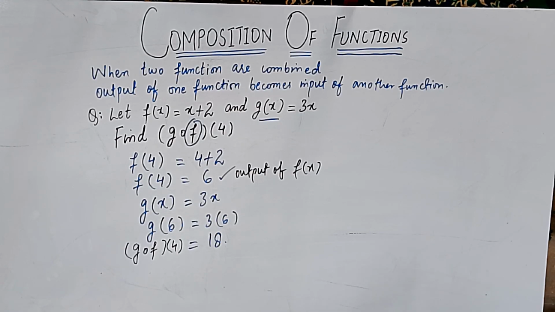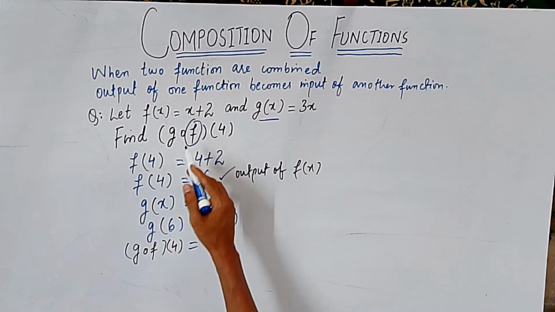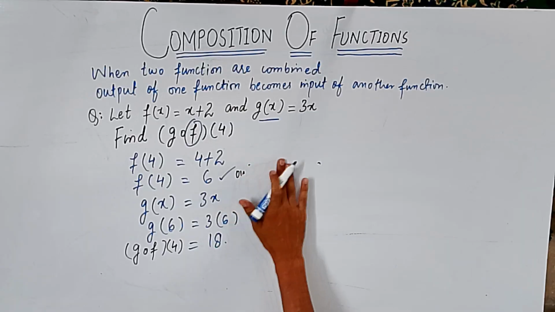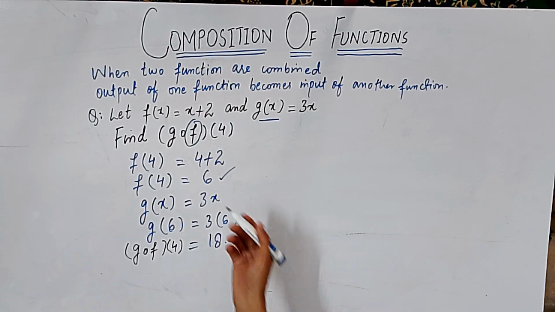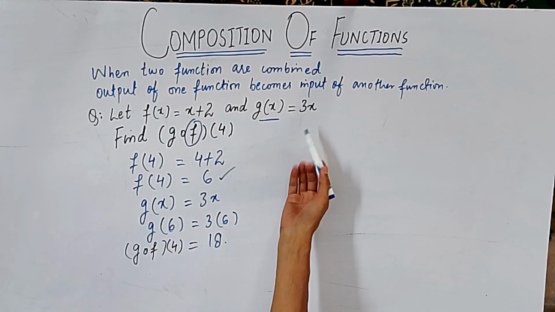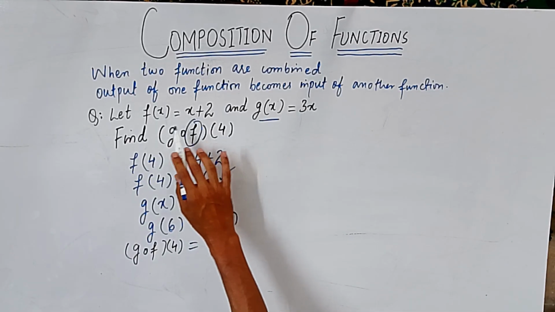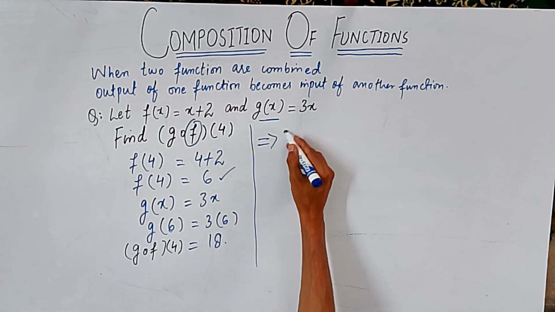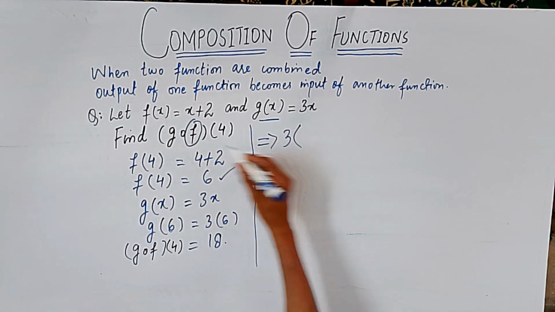Okay, one more thing that you can see over here, that it is not necessary that you will put this value first and then you will be able to find the value of the composite function. One more way is that first you will combine the function and then you will put your value. You will get the same answer. What does it mean? For example, instead of putting the value, you are combining the function. So in place of x in the g of x, you will put the value of f of x. So in place of this x, you will put x plus 2.